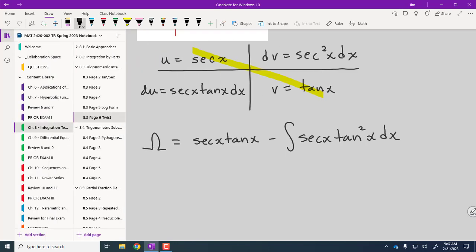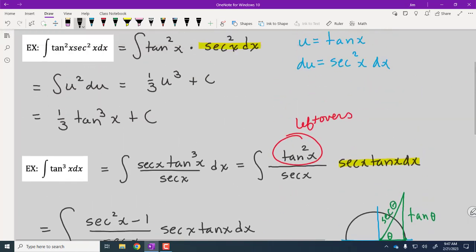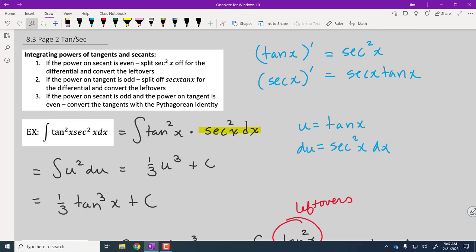Now let me just go back for a second. So here was our original secant-tangent product of powers. And remember that we had two rules. If secant was to an even power, we pulled off secant squared, thinking that we could let u be tangent, because the derivative of tangent is secant squared. If the power was odd on tangent, we pulled off a secant-tangent with the plan of letting u be secant, because the derivative of secant is secant tangent. So those are our two rules. If secant is even, if tangent is odd.